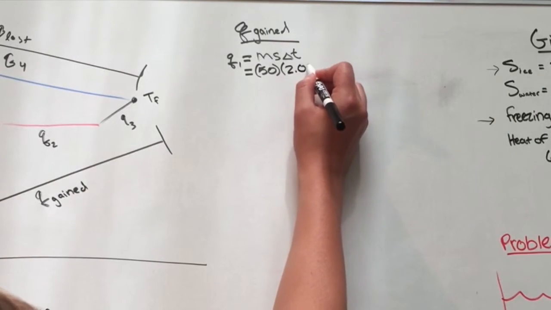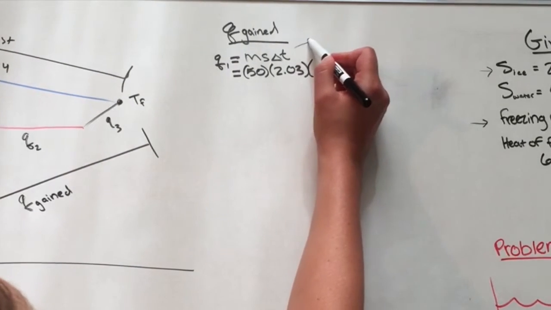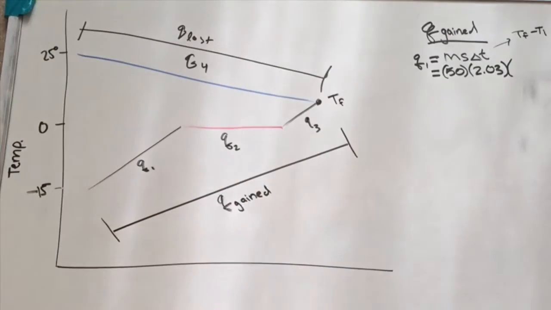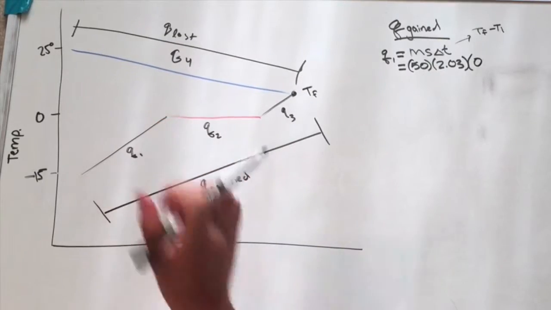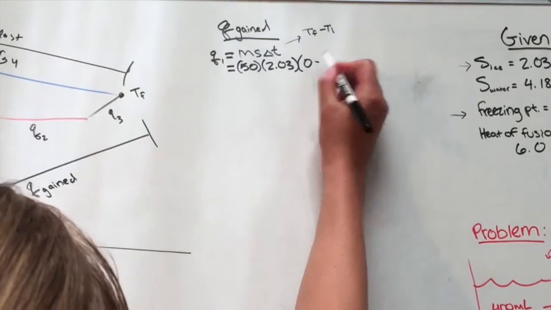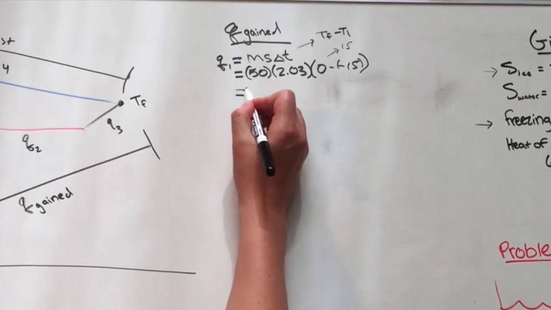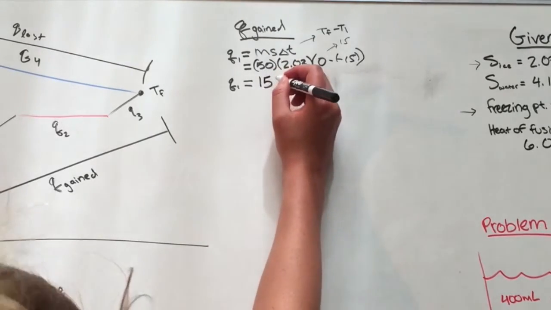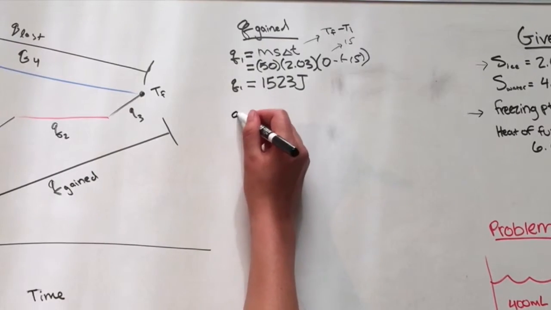So we'll go ahead and plug that in. We don't need to put units just because we know that everything's going to cancel out to give us joules anyways. So now we'll look at the delta T, T final minus T initial. And in this particular section, the T final is 0. So we'll go ahead and put that in, and we'll subtract negative 15 from that. And that'll just come out to positive 15. And when we plug that into our calculator, we get that Q1 is equal to 1,523 joules.